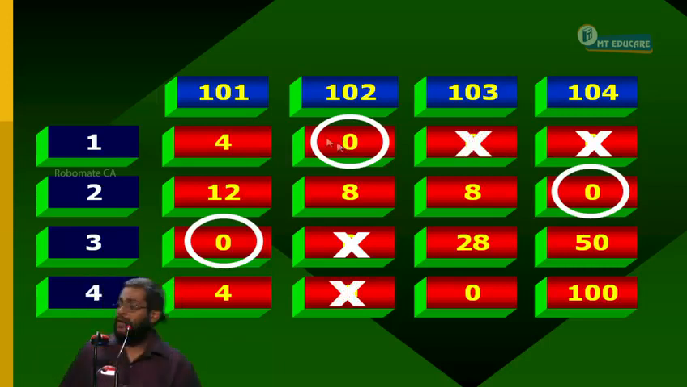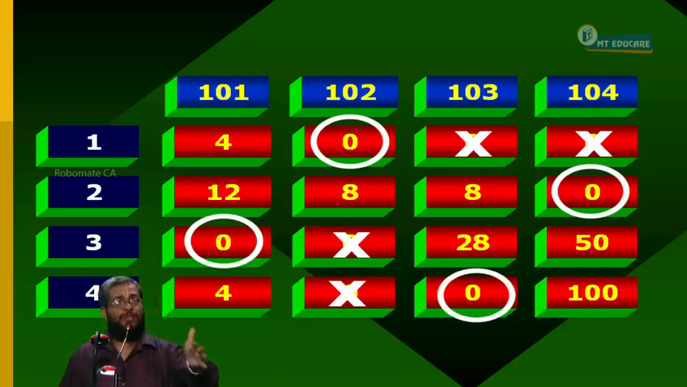Respond. Yes or no? No. Any other row or column with only one zero? Yes. Obviously, row number four. Up to this, does everybody have clarity or not? Now, write down the final solution.